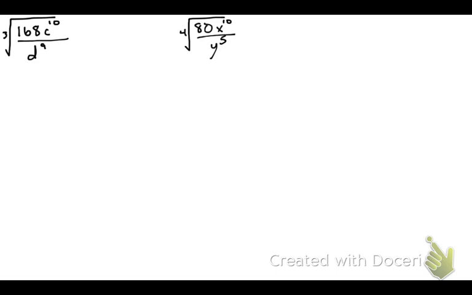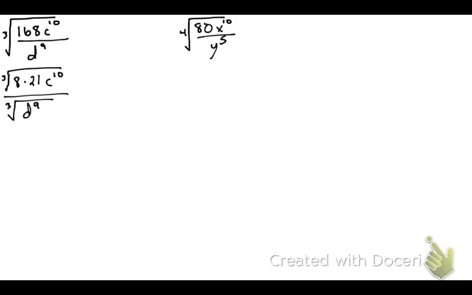Go ahead and hit pause and try these two problems. Let's see how you did. This doesn't simplify, so we'll break it up into the numerator. The cube root of 168 c to the 10th. But I'm going to save some time here. I'm dealing with perfect cubes. So 8 is a perfect cube. So this is the same thing as 8 times 21 c to the 10th. My denominator stays the cube root of d to the 9th.